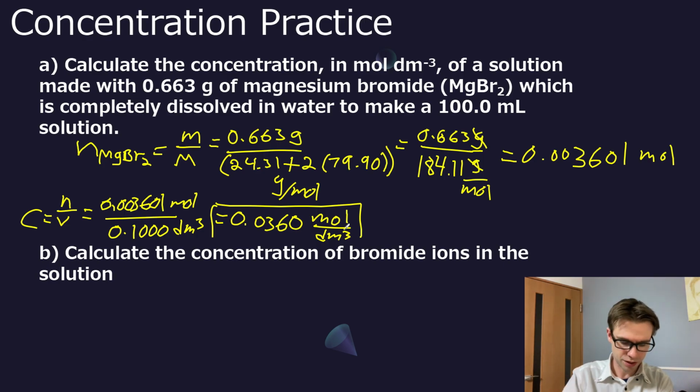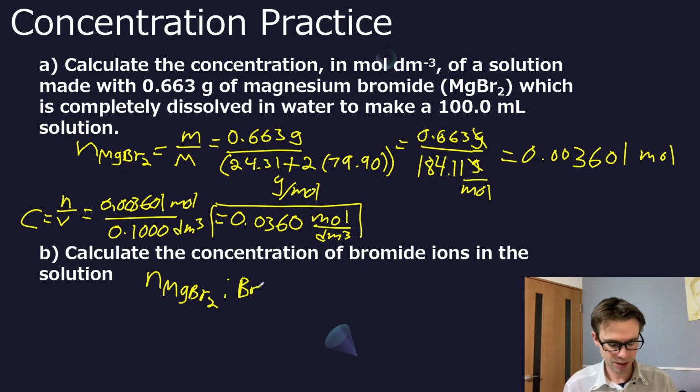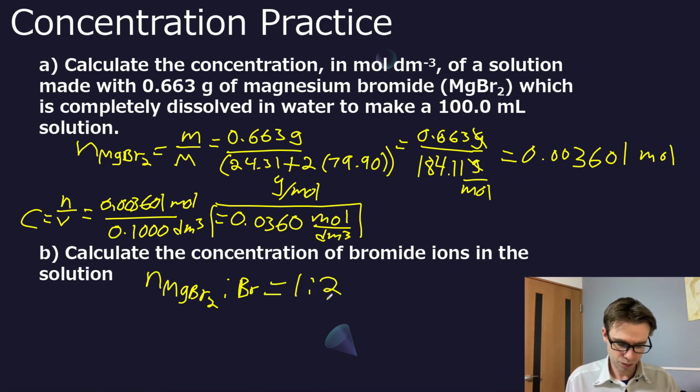Alright, part B, calculate the concentration of bromide ions in the solution. So what's the difference between part B and part A? Part A was we found the concentration of MgBr2. But there is a ratio of MgBr2 to single Br. Or you could ask the question, how many Brs exist inside of an MgBr2, or if MgBr2 was broken down and dissolved, how many Brs could be released? So that ratio is 1 to 2.